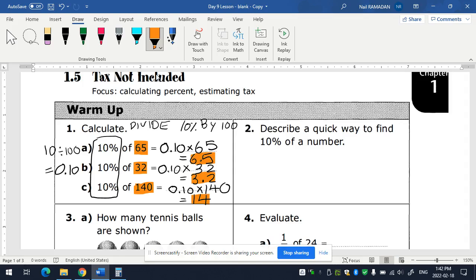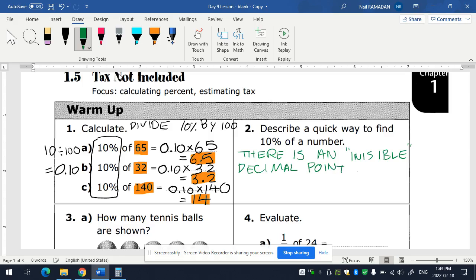6.5. With 32, there's a decimal point here. Just kick it back once. So 3.2. How about here? Kick it back once. So how much do you get? 14.0 or just 14? I don't really care if you write the 0.0 or not. So what can we say here? Let's just say there is, and I want you to write invisible in quotation marks, "invisible" decimal point at the end. Just move it. Do you move it forward or backward? Backwards. Everyone, you don't move it forward, you move it backward. Just move it back. How many steps? One.